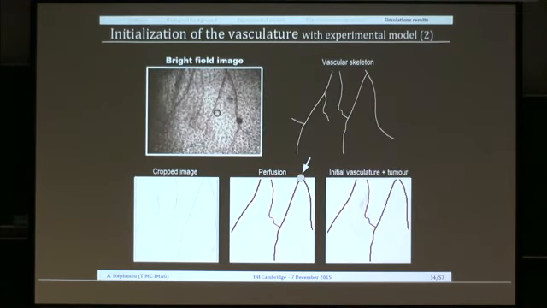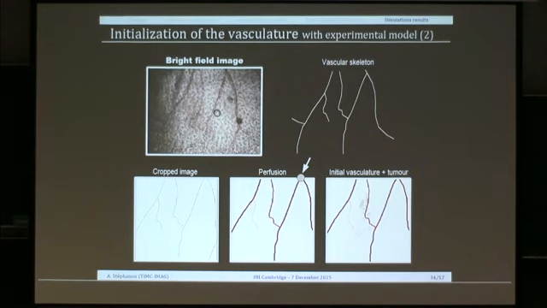And we do the same kind of thing for the vascular network. So we take a bright field image where we can see the bigger vessels, then we take the skeleton of these bigger vessels, then we crop the image to the size of our simulated tissue. Then we perfuse these vessels with the model that Mark presented this morning. So we have some dilation of some vessels and some contraction on some others.